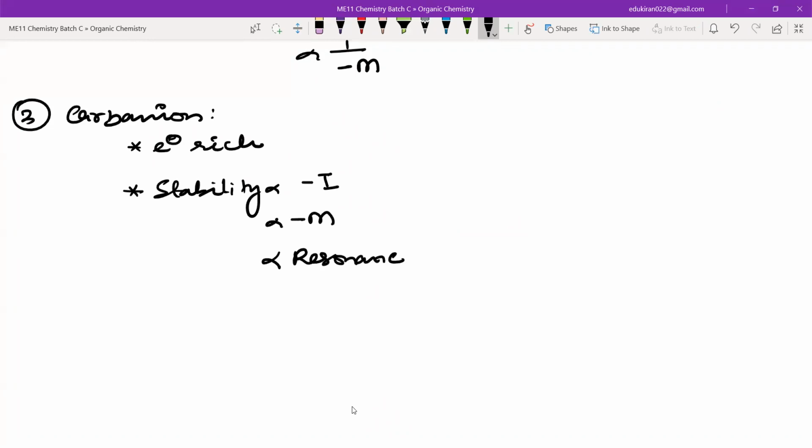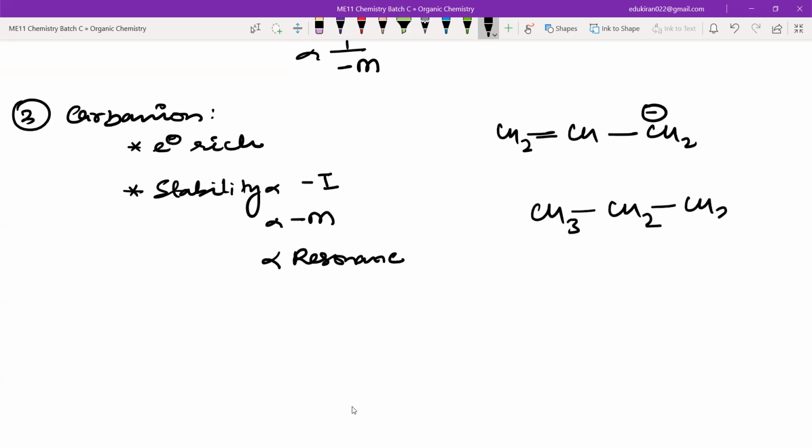Resonance means what? Identical resonance. If you have CH2 double bond CH, single bond, CH2 negative, and if I compare this and this, then in this case I can say that there is resonance. That is why there is delocalization of charge. That means this charge is spread around this carbon and this carbon, the whole molecule, and hence it is more stable.